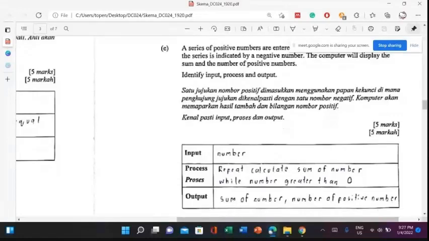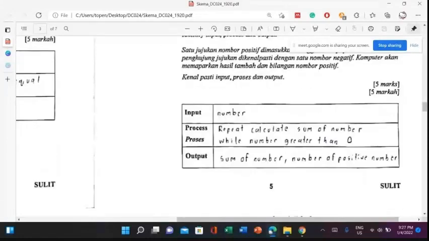So our input is number. Again, similar to the previous year. The process is repeat calculate sum of number while number greater than 0.